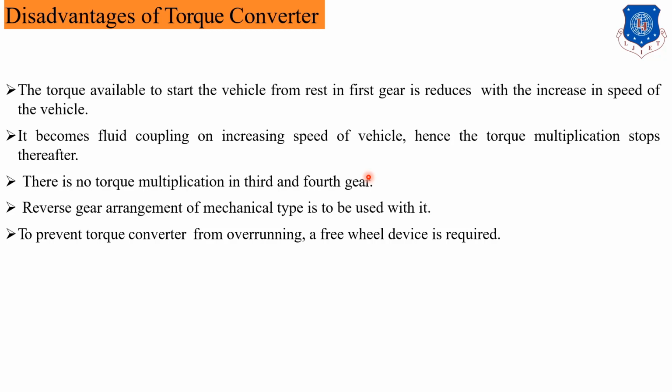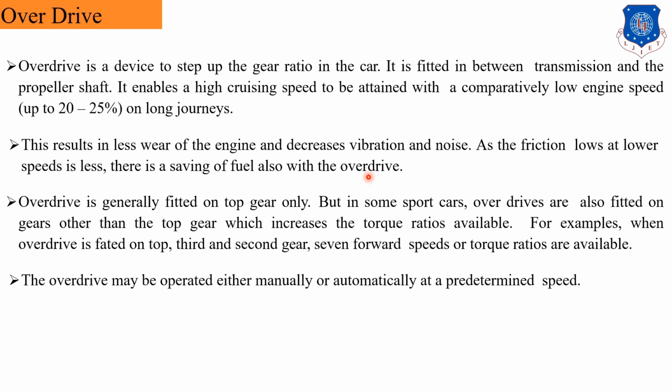So this is one device, the torque converter, in the automotive systems, in the automatic transmission system. One system is completed, another is overdrive, and last is the CVT, but we will make a separate video on the CVT, which is important.